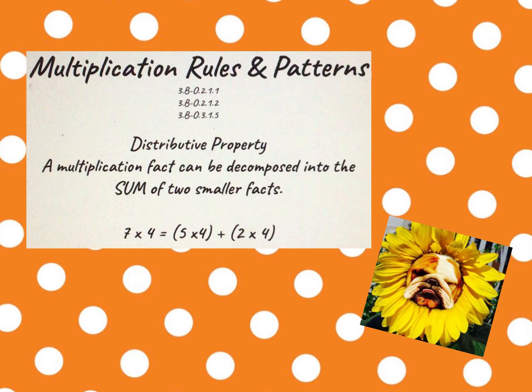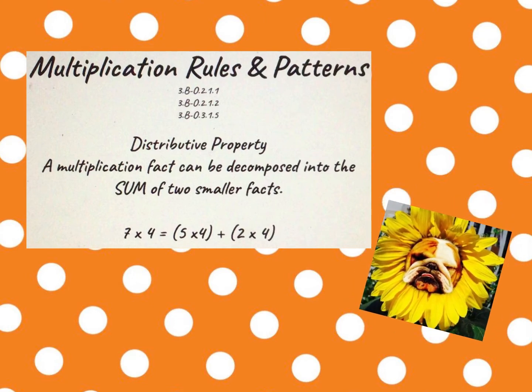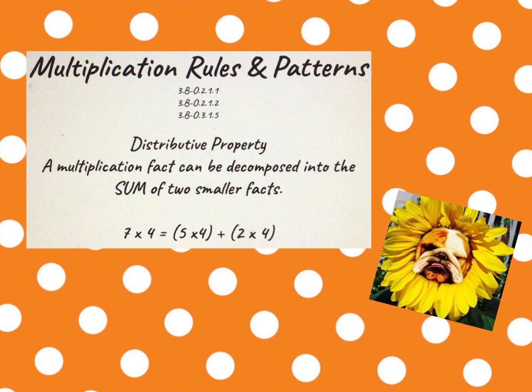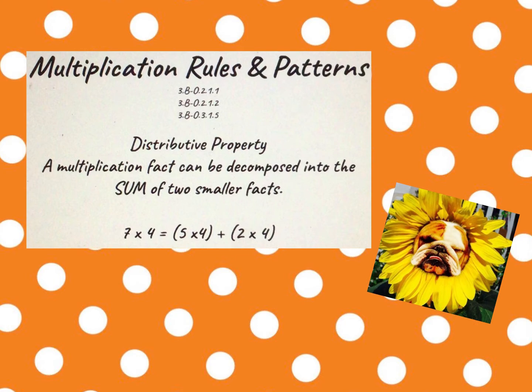We also have the distributive property. Now, at first this was like, what in the world? But we talked a little bit about how distribute means to give out, sort of like how Granny distributes gifts at Christmas time, right? So distributive property is a multiplication fact that can be decomposed or given out into the sum of two smaller facts.